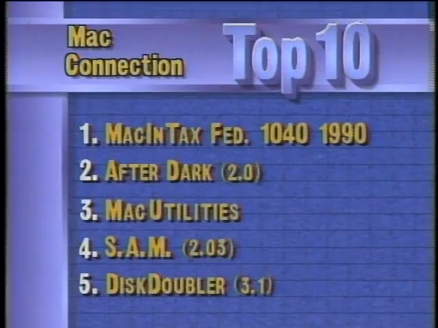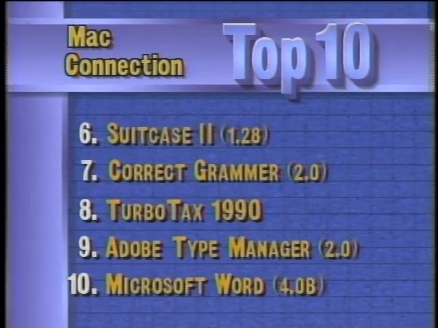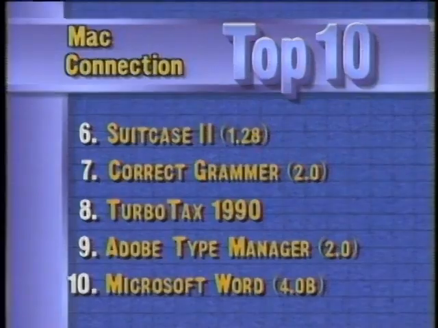Taking a look at this week's top 10 software titles for the Macintosh, Mac Connection reports that Macintac's Federal 1040 is in the #1 position, with After Dark coming in second. Third is Mac Utilities, followed by SAM and Disk Doubler. Rounding out the top 10 titles are Suitcase 2, Correct Grammar, TurboTax 1990, Adobe Type Manager, and Microsoft Word.